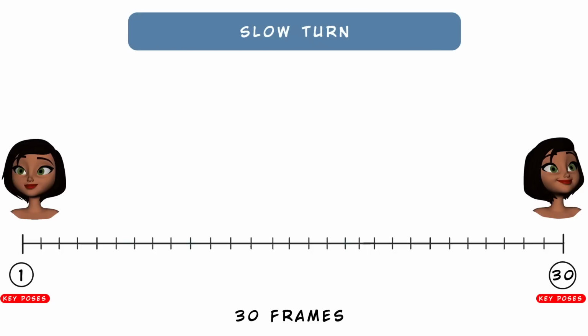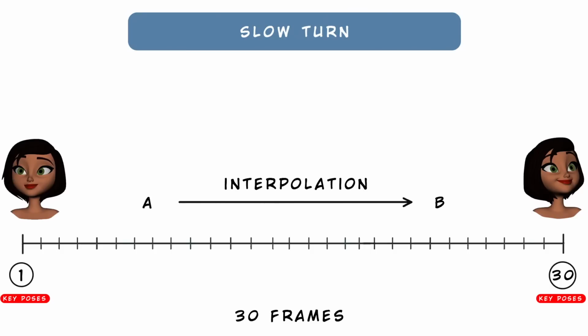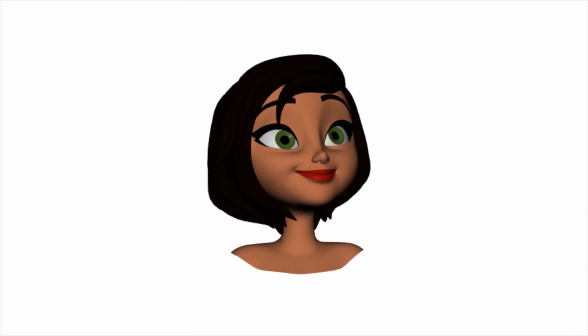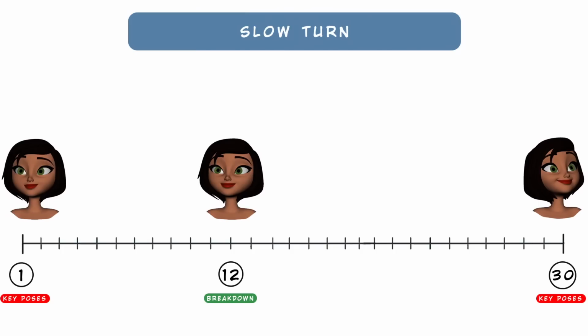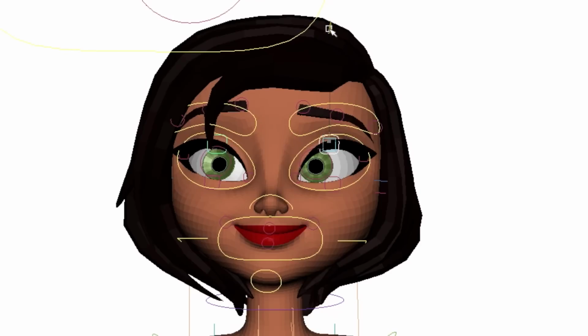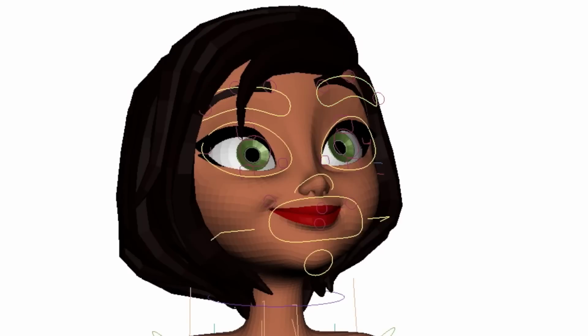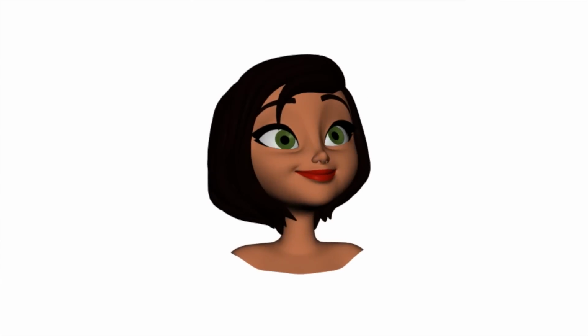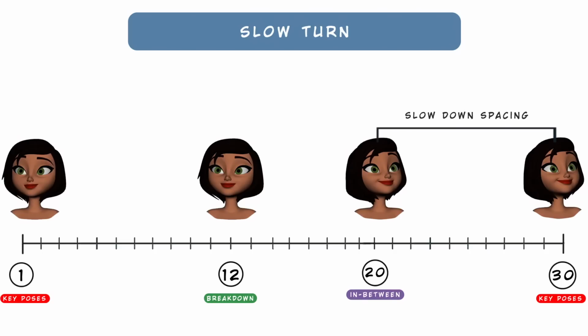Again, the software creates the interpolation between these 2 key poses, and we have this linear movement. Let's add a breakdown, closer to the first key, at frame 12. On this breakdown, the head is still rotated on the left screen. We have a small translation downward and just a bit of squash of the head. We add a blink, so we translate downward the upper lids and the eyebrows, and just a bit the bottom lids up. Now we add an in-between around frame 20, and we slow down the spacing.